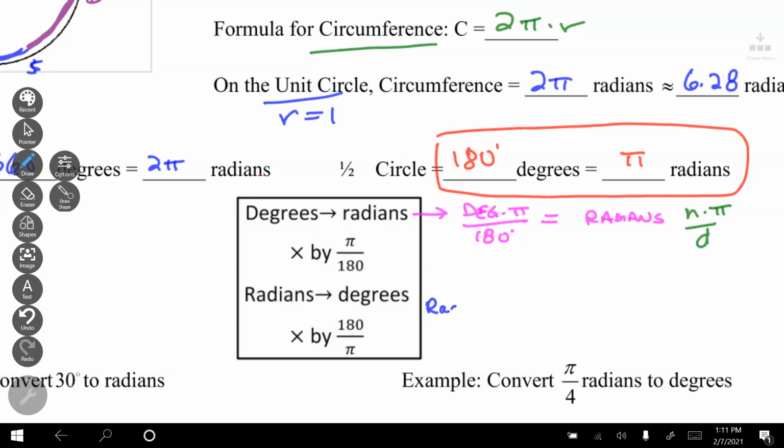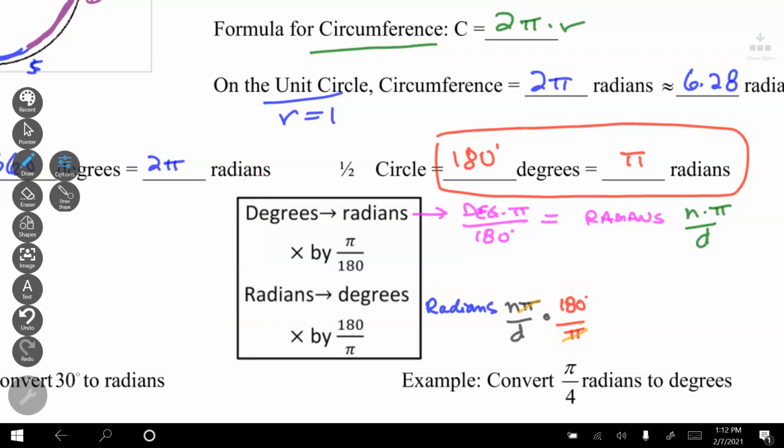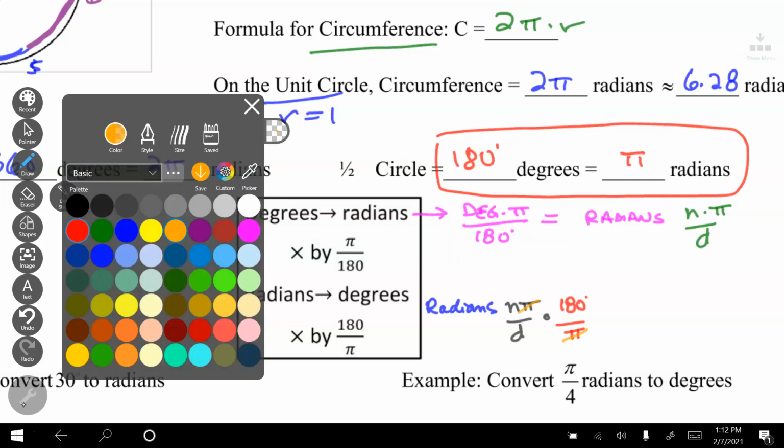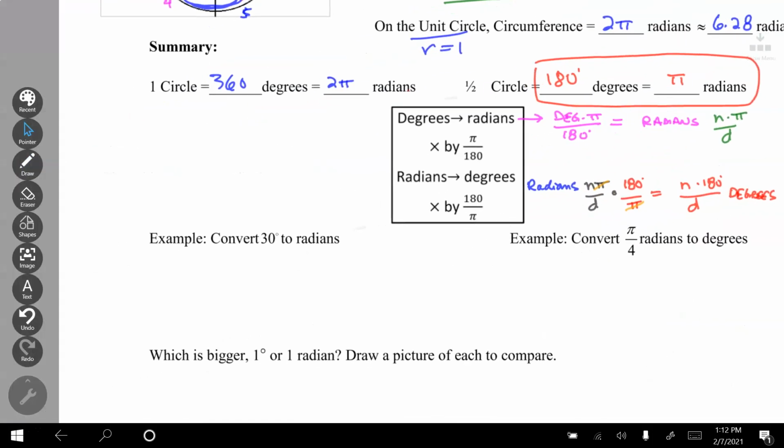When I want to go the other way around, converting radians to degrees, I take my radians, which is usually some n pi over d, and I multiply it by 180 degrees over pi. The pi's cancel out, and what I really get is n times 180 over the denominator, and that would be how many degrees I have. It's really not that tough. You can use your calculator a little bit, but some of the math is pretty easy.